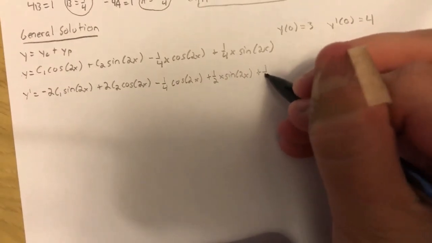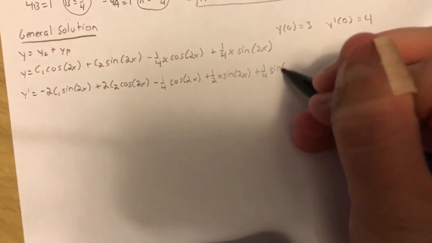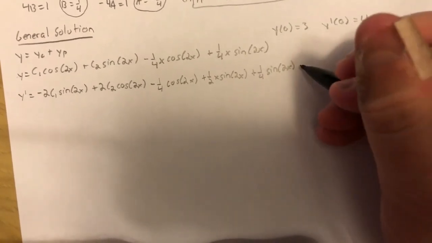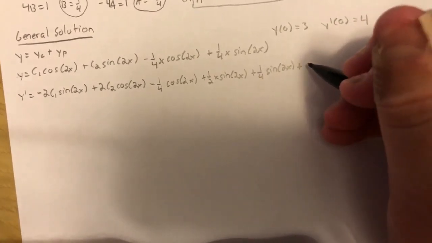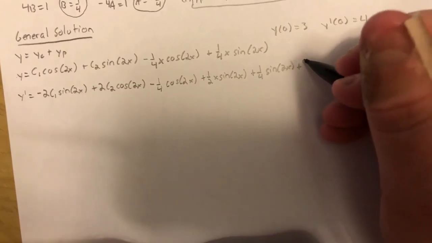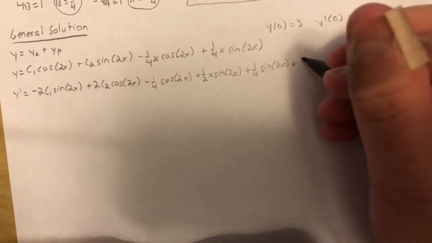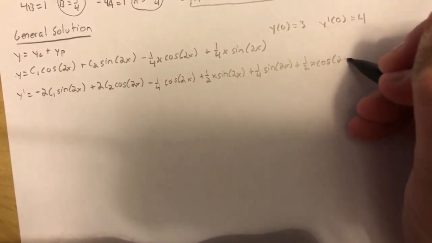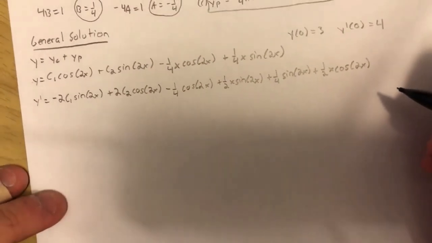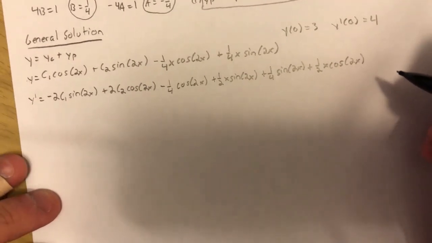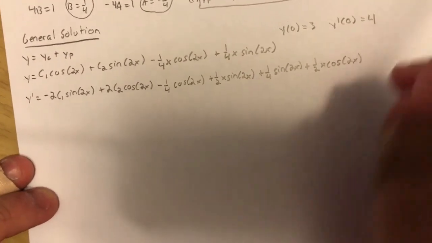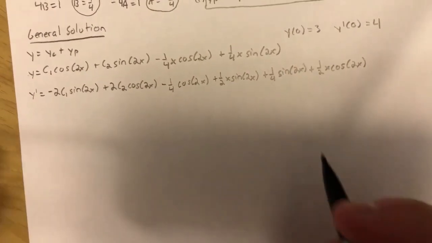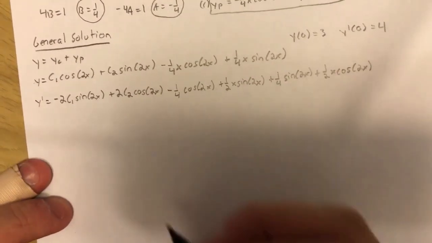Then for the next one, 1/4 sine of 2x. And then derivative of sine 2x is 2 cos 2x, so it's 2 times 1/4 is 1/2, 1/2 x cos of 2x. Okay, so that's our derivative. So now we could plug in the initial values and find c1 and c2. So let's plug in the first one.